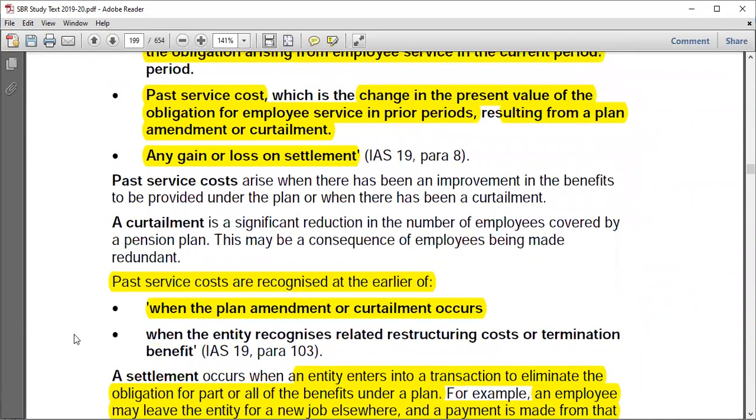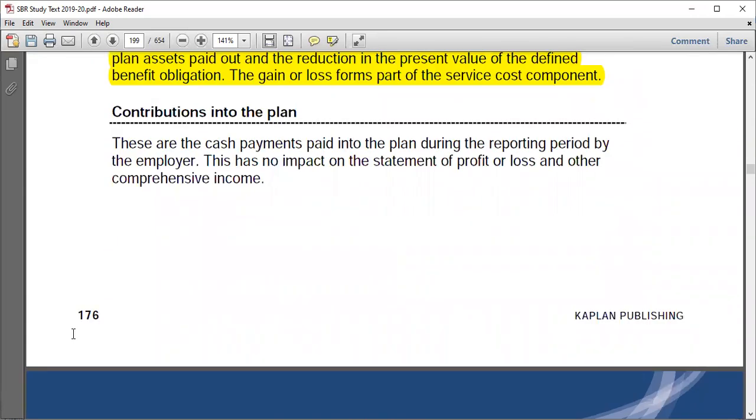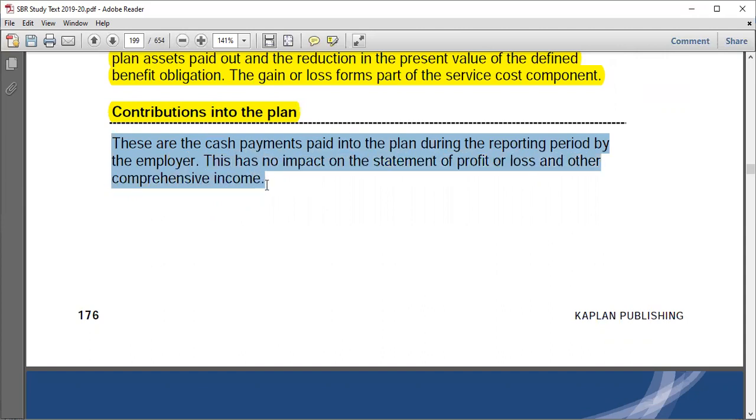Okay. So that's all about this. And then you have contributions into the plan. I think there's nothing much here. We said contributions into the plan, and most of the time it's cash. So it just goes and adds to the plan assets. These are the cash payments paid into the plan during the reporting period by the employer, and this has no impact on the statement of profit or loss and other comprehensive income. Of course, we said that these contributions just go directly to the statement of cash flows, right?